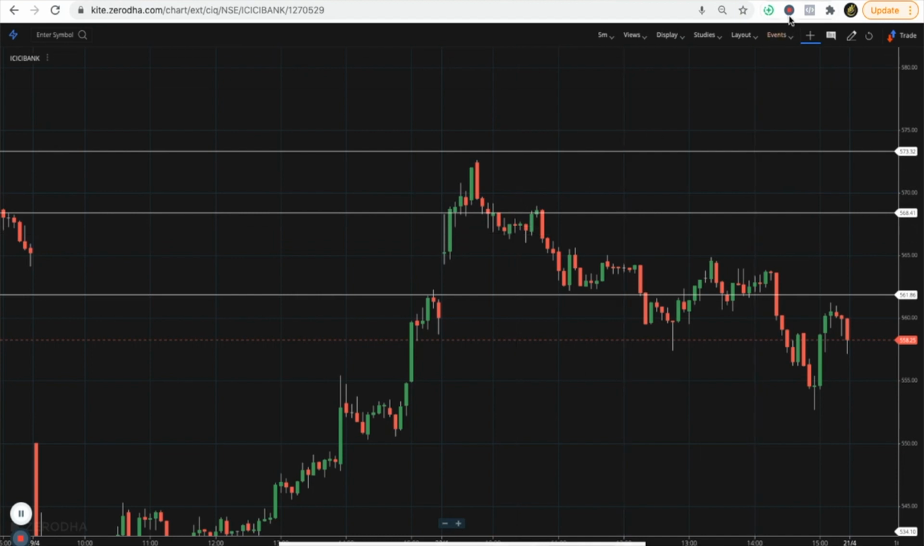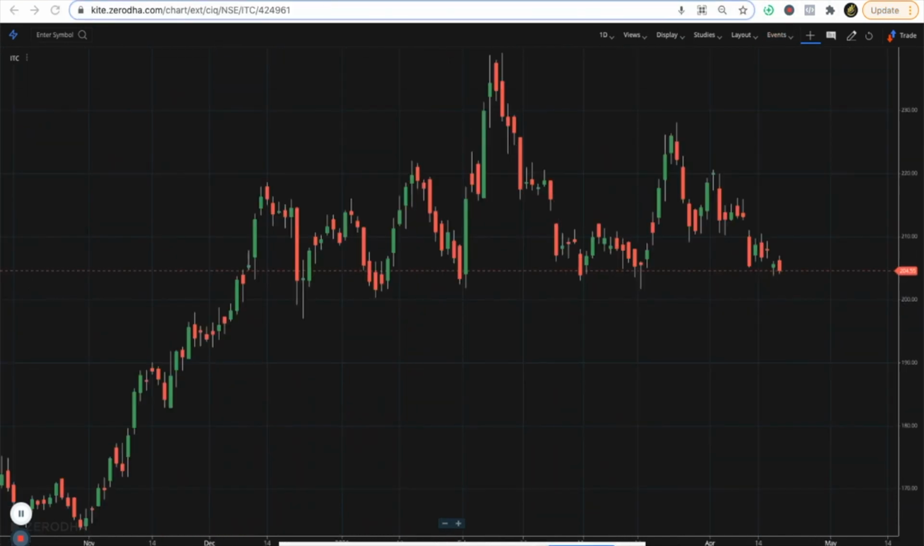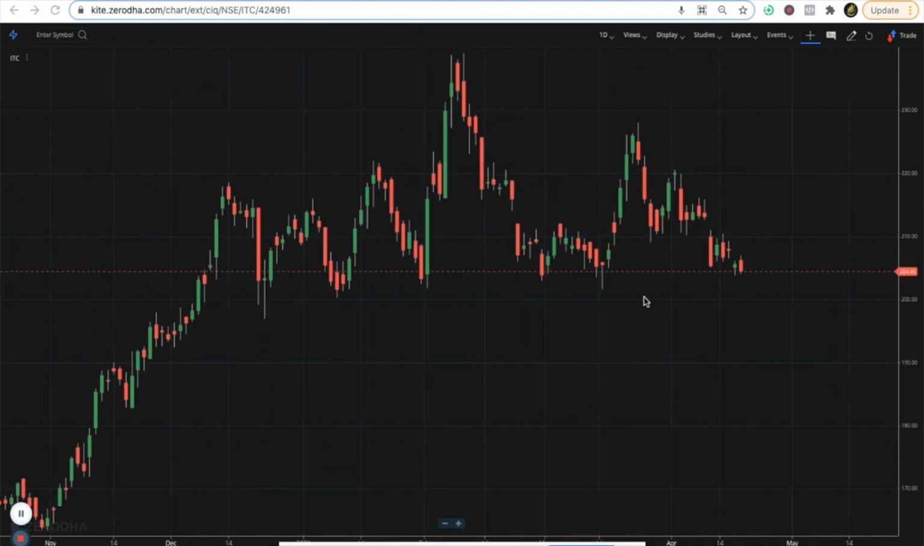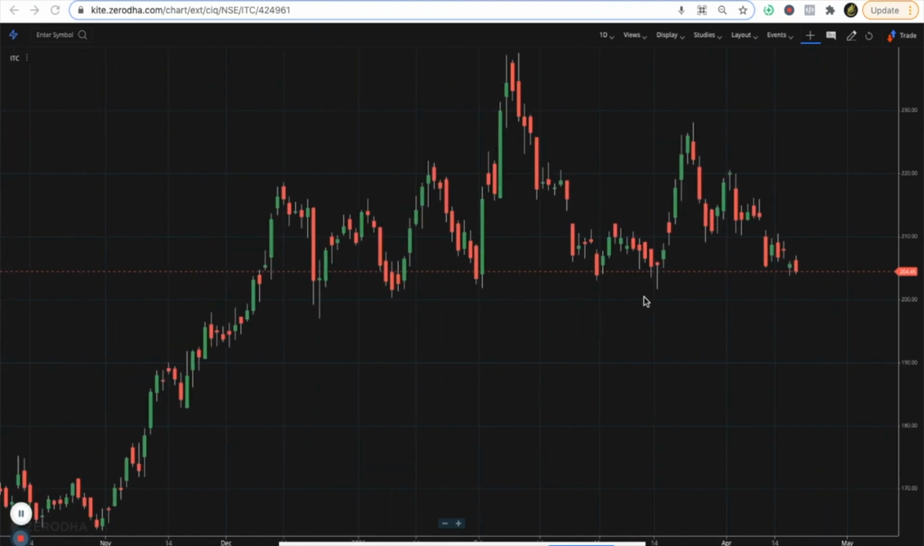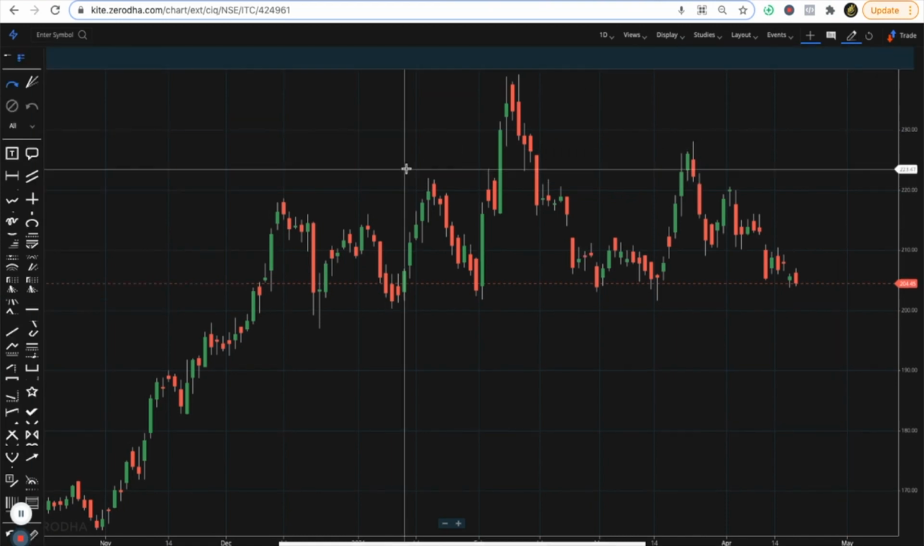Okay. So this is a chart of ITC. What we realize over here in this chart is that ITC really doesn't have any sort of a trend right now. When we are looking at the 1 day time frame, it is looking sideways. Or I could say that the stock ITC is being confined within a range like this.